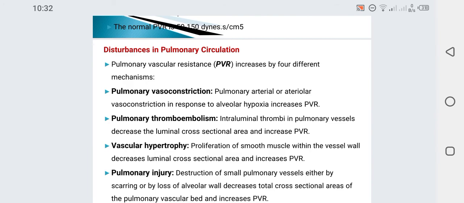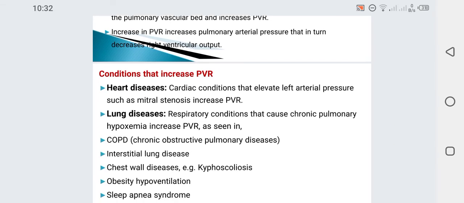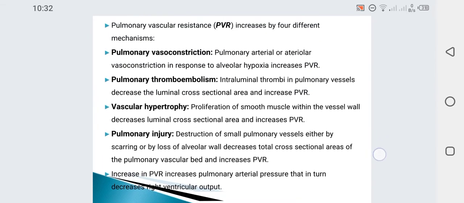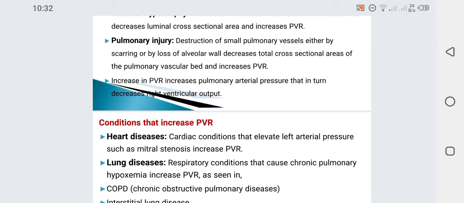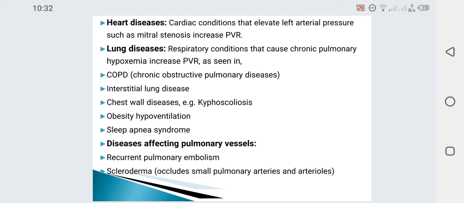Disturbance in pulmonary circulation. Pulmonary vascular resistance is increased by 4 different mechanisms: pulmonary vasoconstriction, pulmonary thromboembolism, vascular hypertrophy, and pulmonary injury. Conditions that increase the pulmonary vascular resistance are heart disease and lung disease. Different types of lung disease that increase this resistance: COPD, interstitial lung disease, chest wall disease, obesity, hypoventilation, and sleep apnea syndrome.